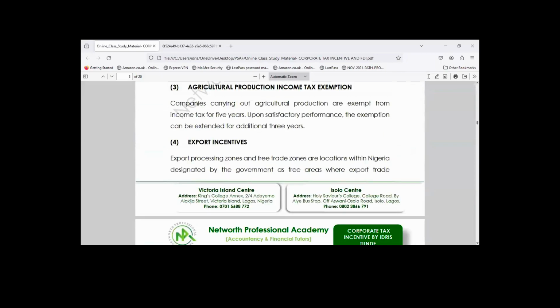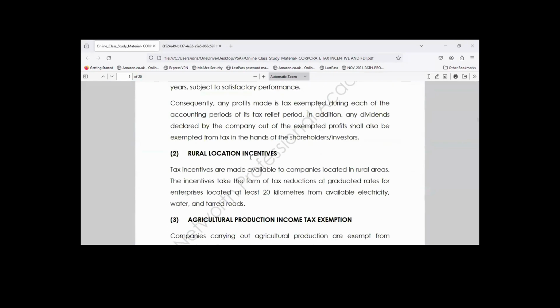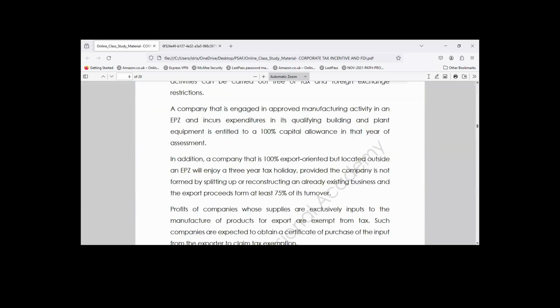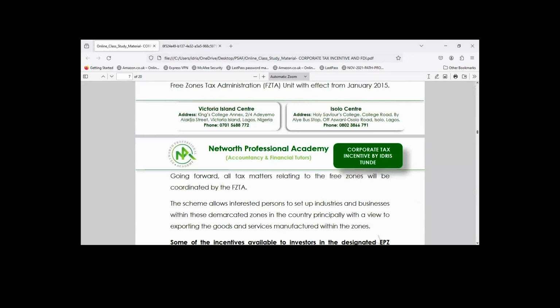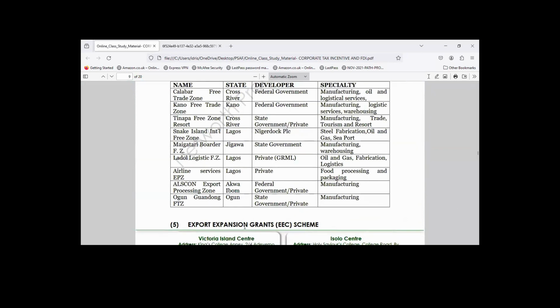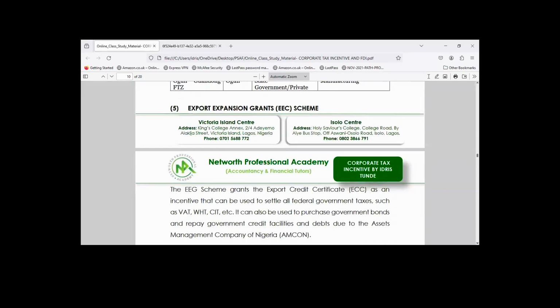For the recap, we are discussing tax incentives. We have mentioned three tax incentives. The first one we mentioned is tax holiday, which is pioneer legislation. The second one is rural location incentive. The third one is agricultural production income tax exemption. The fourth one is export incentive, which we have discussed more of. The fifth one now is the export expansion grant scheme. That is number five of the tax incentives that we have: export expansion grant scheme.